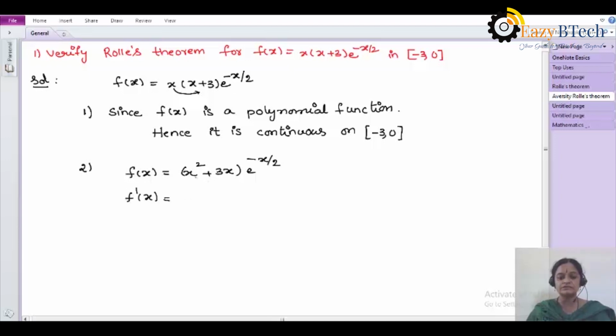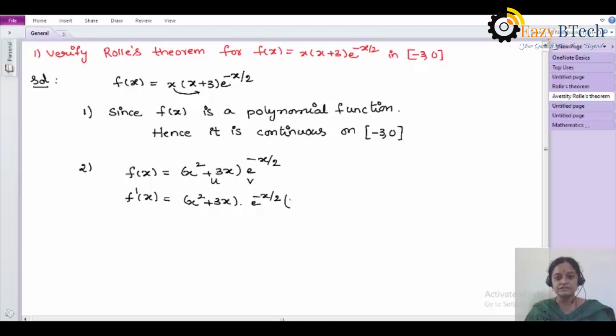So here, a product of two terms is there. Then you have to apply the u into v procedure here: differentiation of u into v. Then x square plus 3x, and doing differentiation of e power x. E power x differentiation is e power x only.